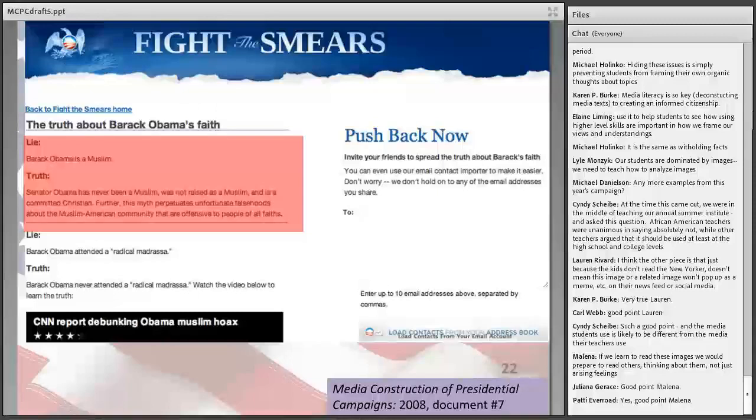This comes from candidate Obama's own web page called Fight the Smears. And the highlighted section, the lie, Barack Obama's a Muslim. The truth, according to the Obama campaign, Senator Obama has never been a Muslim, was not raised as a Muslim, is a committed Christian. Further, this myth perpetuates unfortunate falsehoods about the Muslim American community that are often offensive to people of all faiths.